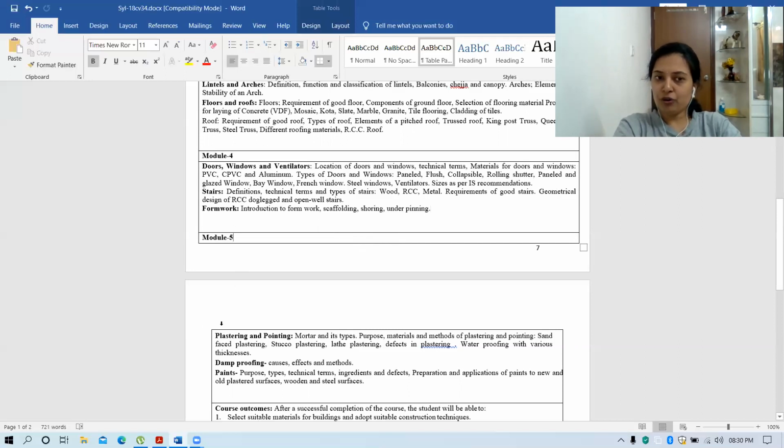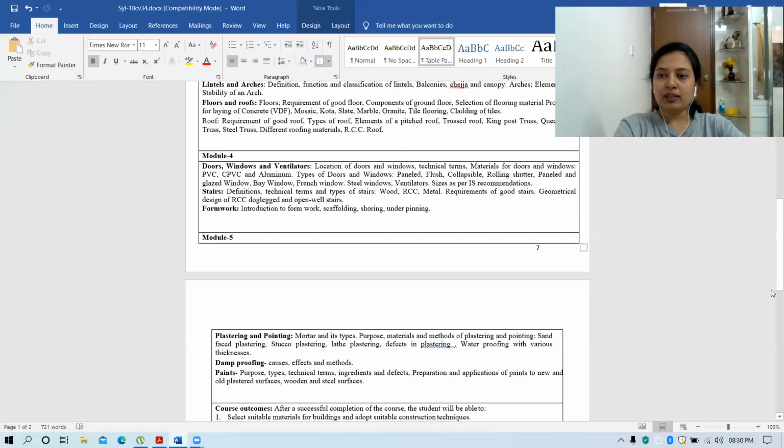And in the fifth module, we cover the finishing activities of the building. It is plastering, painting, damp proofing, etc. All those things will be learned in this. And also you will be learning about different types of paints which we use, and what is the procedure of laying the paint. So many things will be learned in module 5.